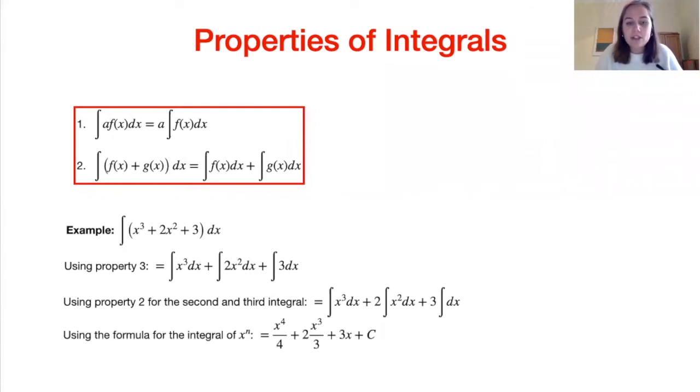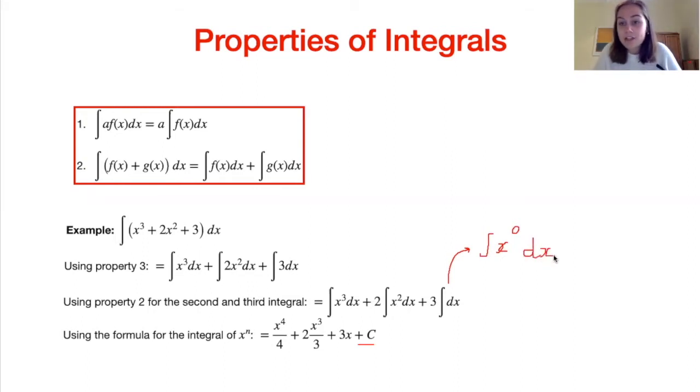Finally then, using the formula for the integral of x to the n from the previous slide, we find that overall this integral is x to the 4 over 4 plus 2x cubed over 3 plus 3x. And remembering, of course, our integration constant c right here. I want to quickly just show you why this final integral is 3x, or 3 times x. This integral of dx is the same as the integral of x raised to the power of 0 dx.